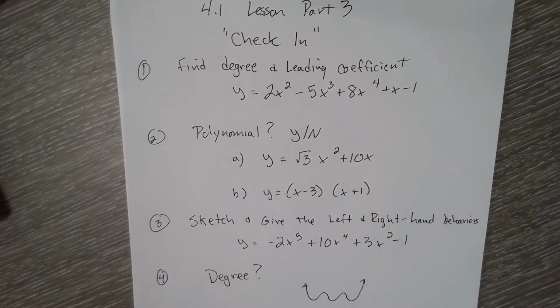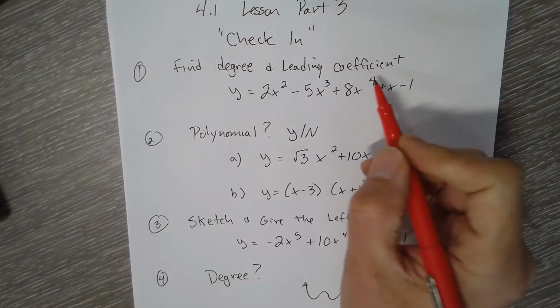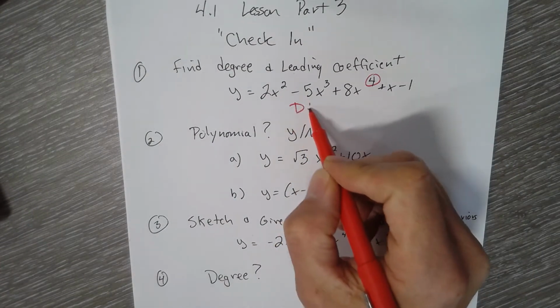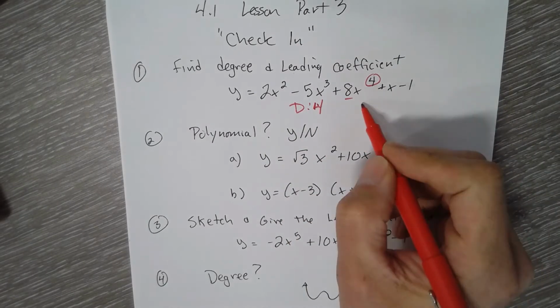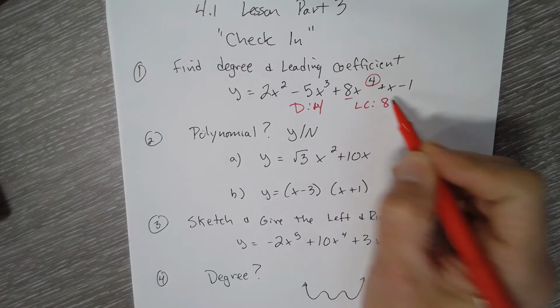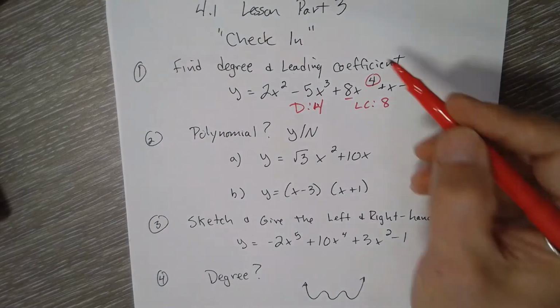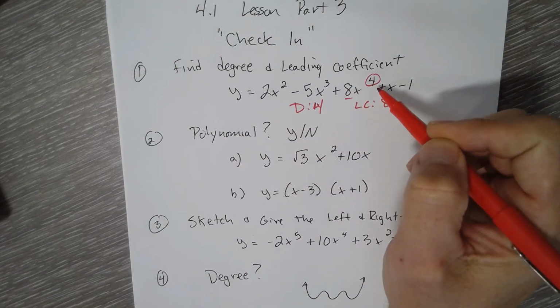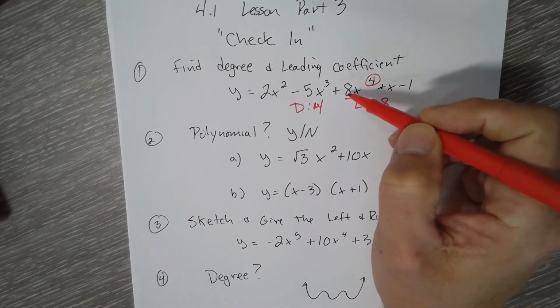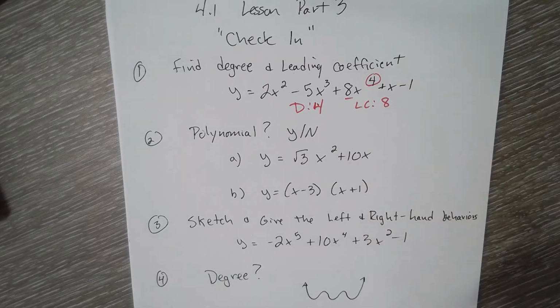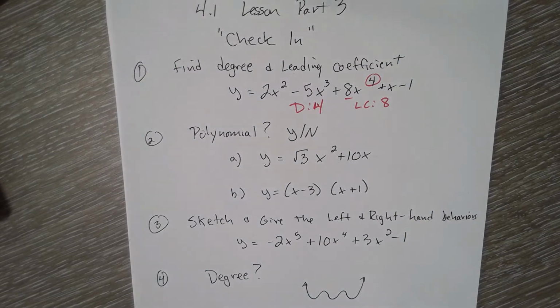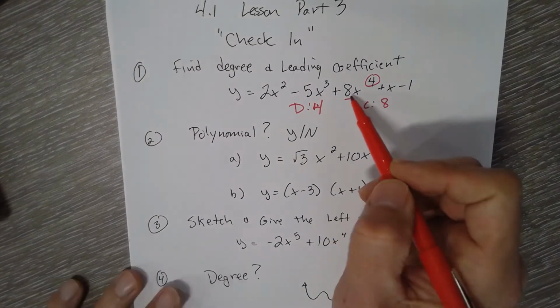Alright, so going through these, find the degree and leading coefficient. The degree would be 4. Leading coefficient then would be 8. Okay, if this was a minus 8x to the 4th, then your leading coefficient would be negative 8. Since it's plus, it's positive 8. That's the one time students forget. If it's a minus, think of it as negative 8.